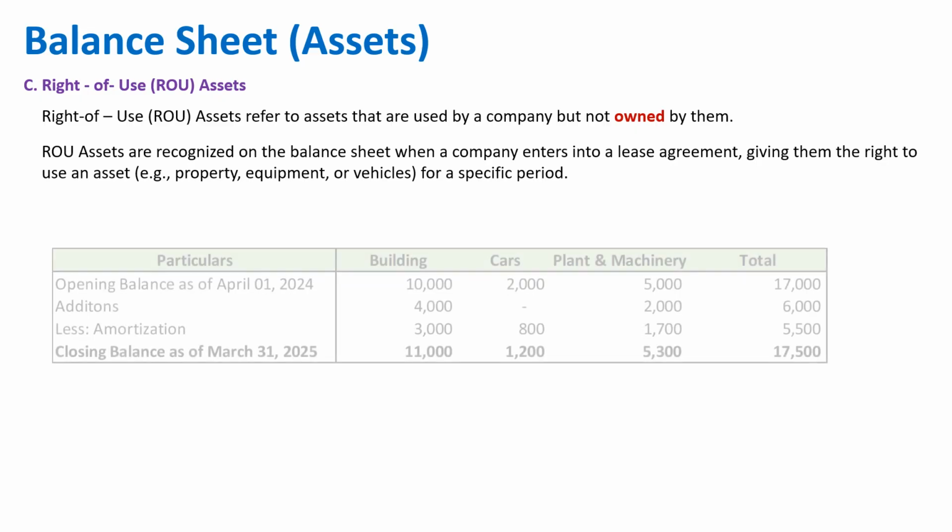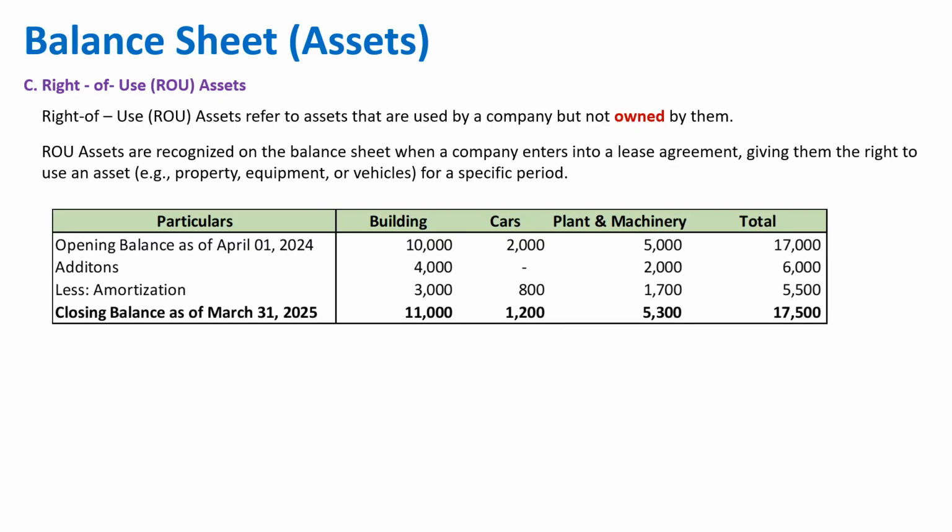Right. I'm not going to talk about how this valuation is done. That will be mostly covered under your Ind AS 116. But I'm going to talk about the presentation in the financial statement, how it will be presented. So here, if you see, this is the format to be used. You will have different categories like building, car, plant and machinery, or if you have any different category of lease, you can put it there.